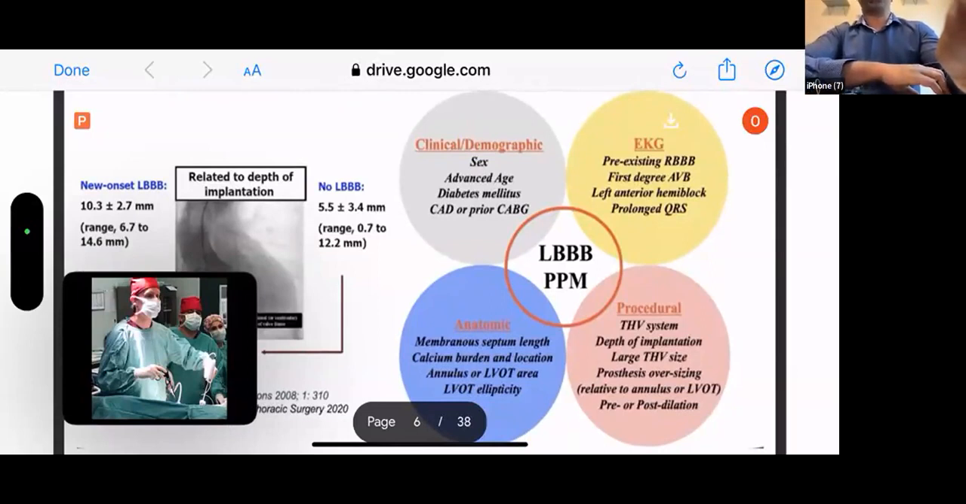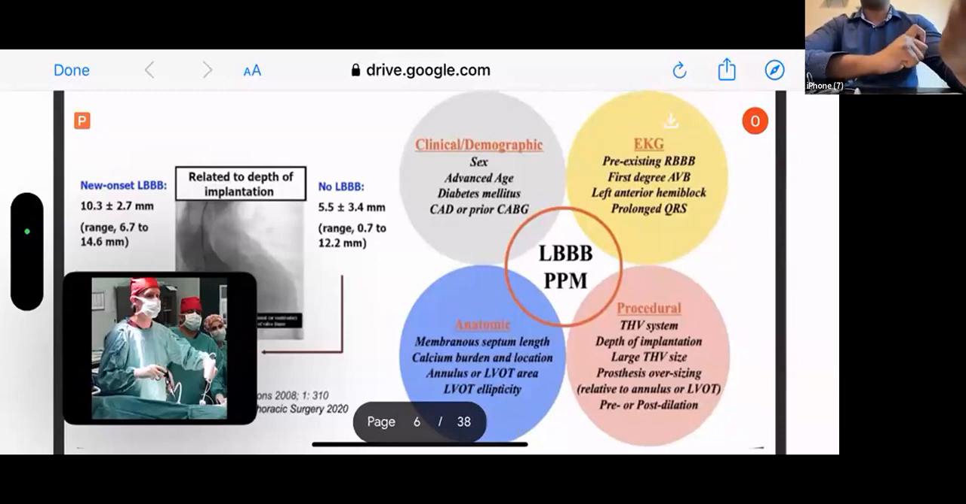The other clinical demographic factors that have been shown to increase the risk of conduction abnormalities: sex, as female patients are more at risk because they have a more elliptical left ventricular outflow tract. Advanced age also comes with calcification, including calcification of the conduction system. Diabetes, CAD, and people who have had a prior CABG. Then the anatomic factors, like I said, include the membranous septum length.